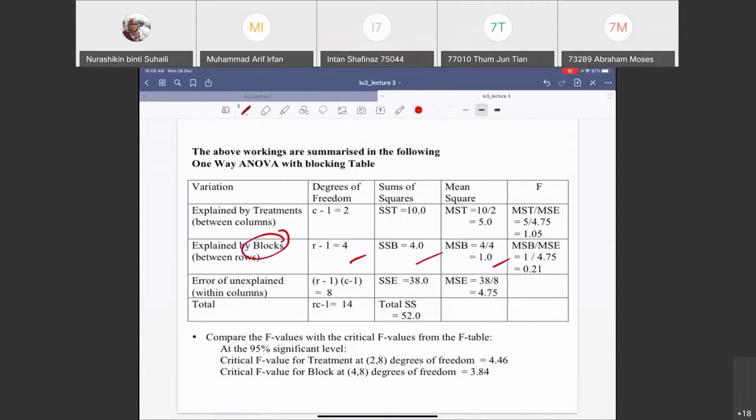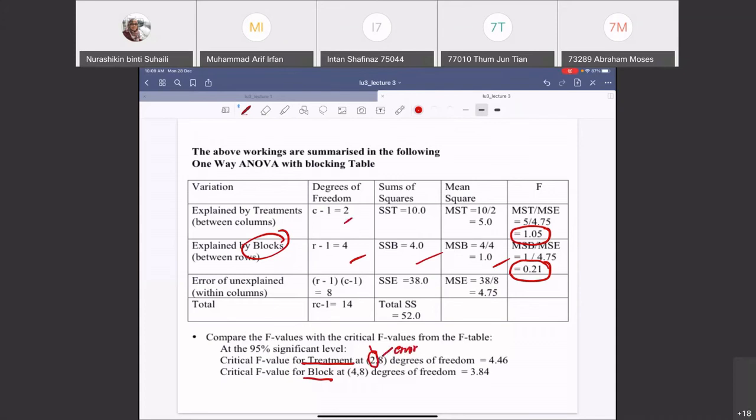At the end, you have to calculate the F for the blocks and also the F for the treatment. What you have to do with this calculated F is compare it with the critical F values. So it means you have to determine two critical F values, one for the treatment and one for the block. And how do you determine that? When you read the F from the table, this one is the degrees of freedom, referring to the degrees of freedom for the treatment, and this one is the degrees of freedom for the error.